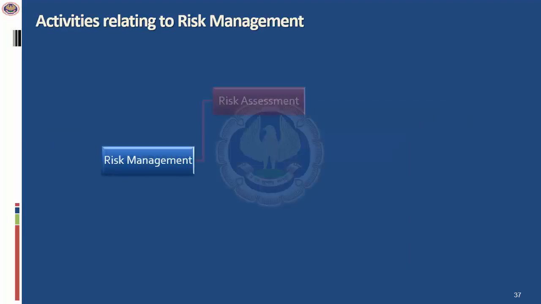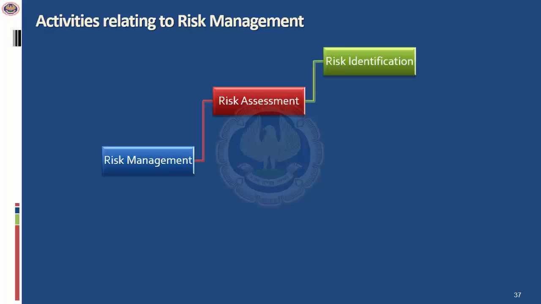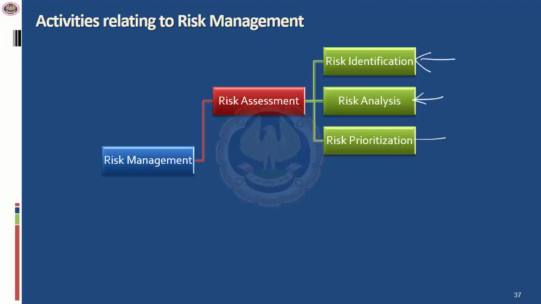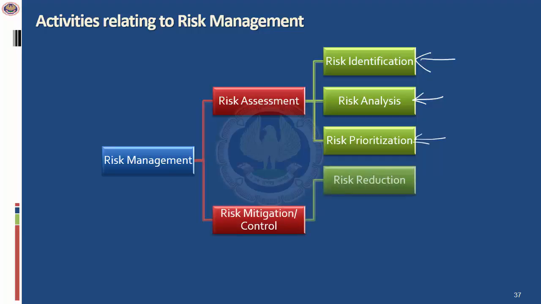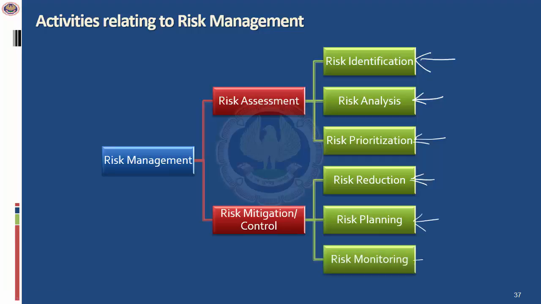Let's look at some of the activities pertaining to risk management. You have risk management, where you do a risk assessment. Risk assessment consists of identifying the different types of risks. You do a risk analysis. You prioritize the risk depending on the business needs based on the impact. And then you do a risk mitigation or control, which is to reduce the risk to an acceptable level. You do risk planning, and you also monitor the risks.